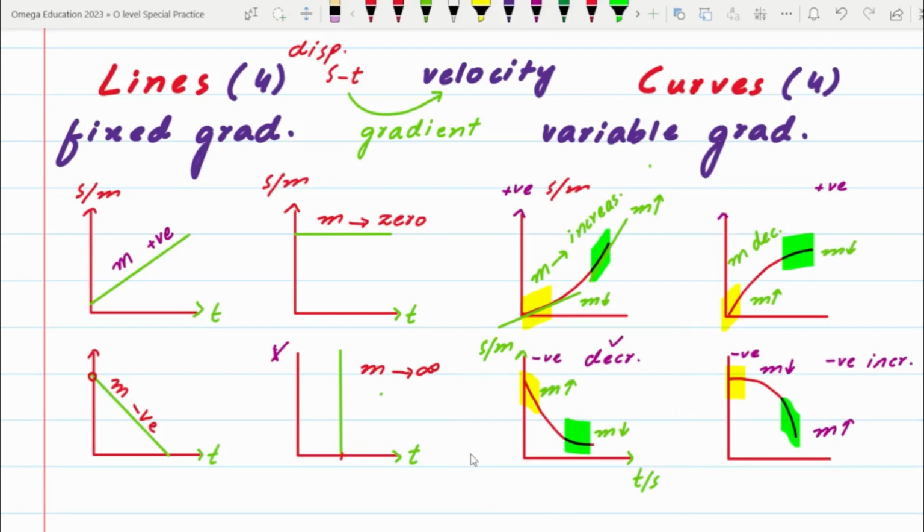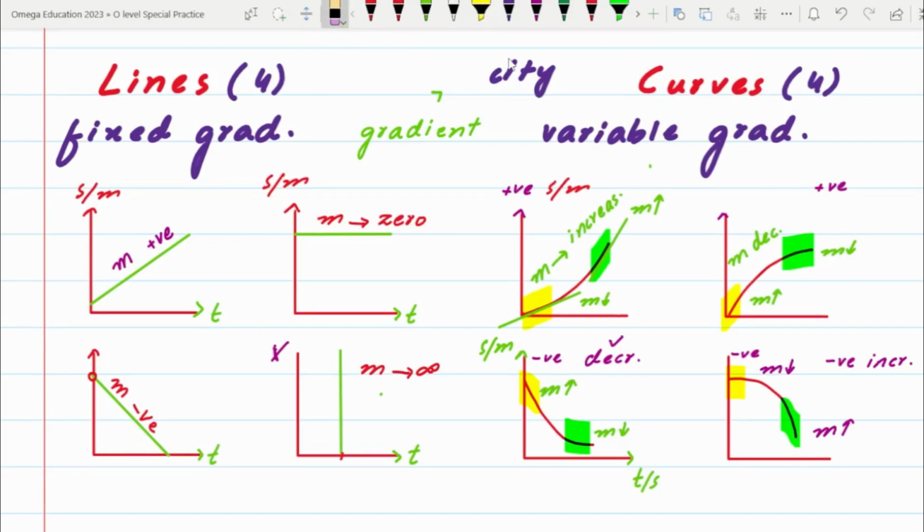And let me choose another one, for example this one. What do you say about the velocity? The velocity is positive and decreasing. What do you say about this one? The gradient is 0, so you say it has no velocity. The velocity is 0. So that was the first part.